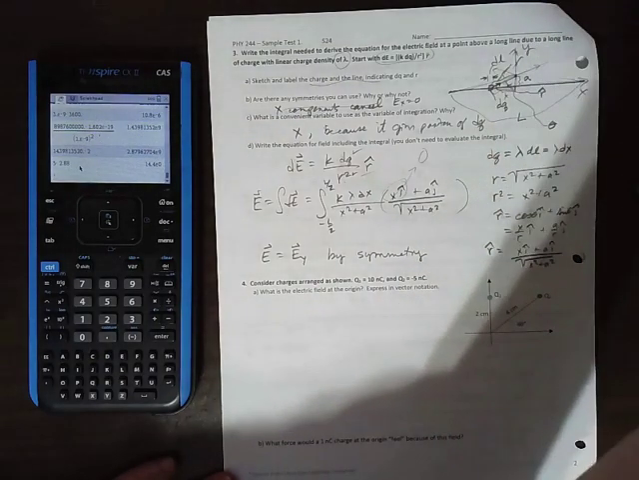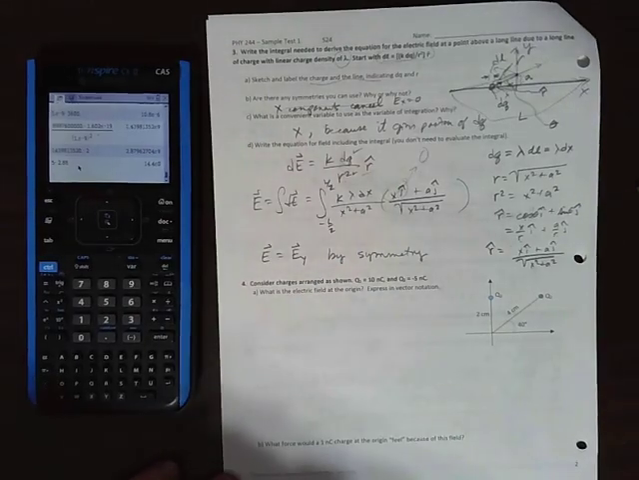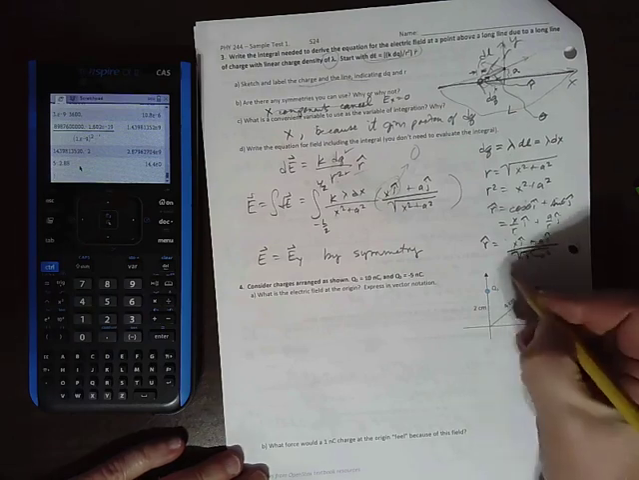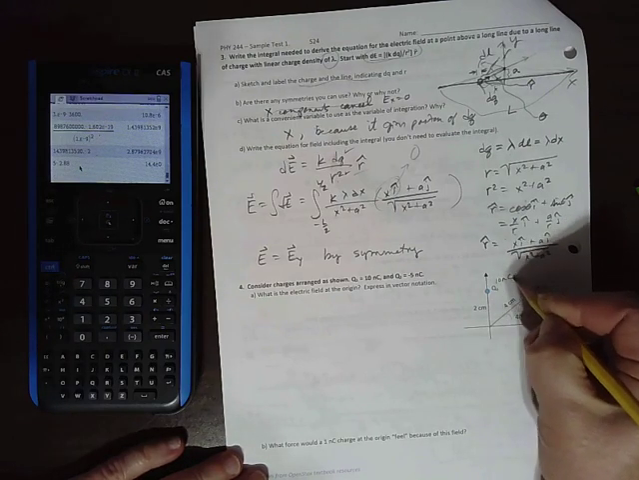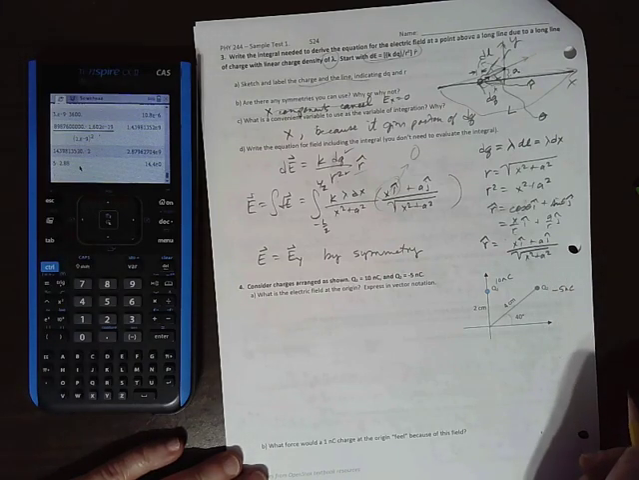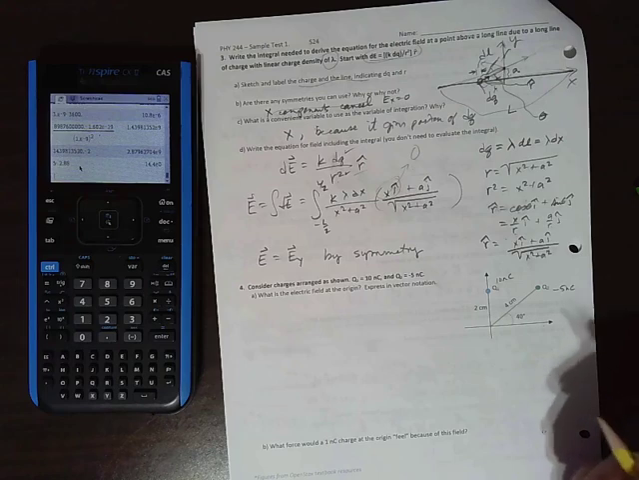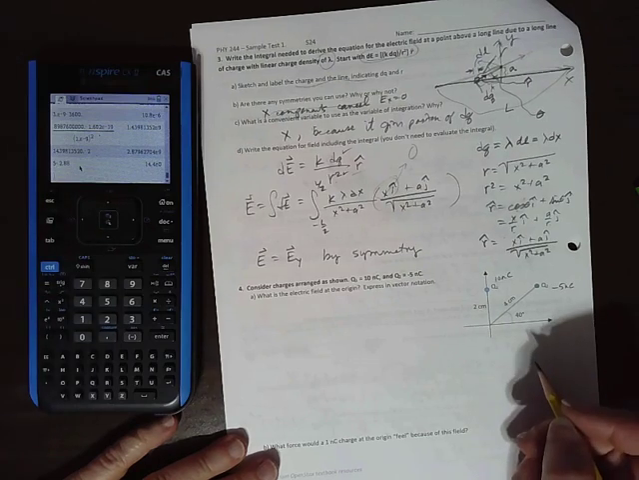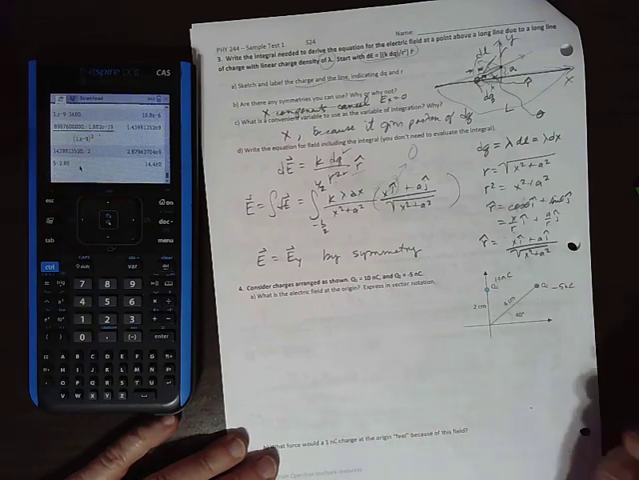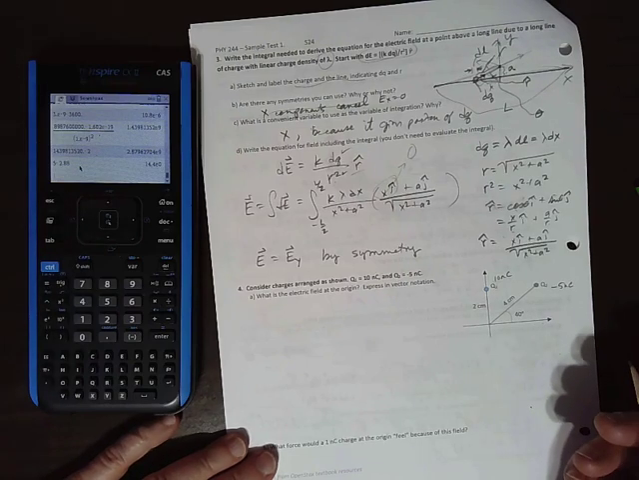All right, next problem, number 4. Consider charges arranged as shown. Q1 is 10 nanocoulombs. Q2 is negative 5 nanocoulombs. What is the electric field at the origin, expressed in vector notation? Oh, this is like the same question we had before. Okay, but it's given in angle notation instead of in x and y coordinates, but we're going to have very much the same thing.